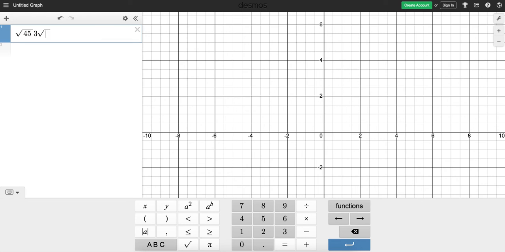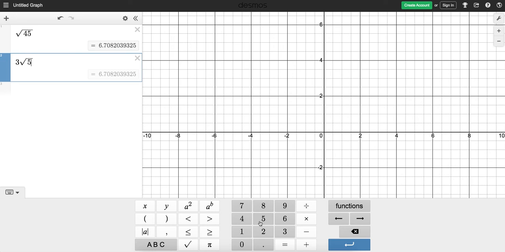3 square root of 5. And it gives me the same decimal answer. So how can we use this to go from the square root of 45 to 3 times the square root of 5? I'll clear that out.